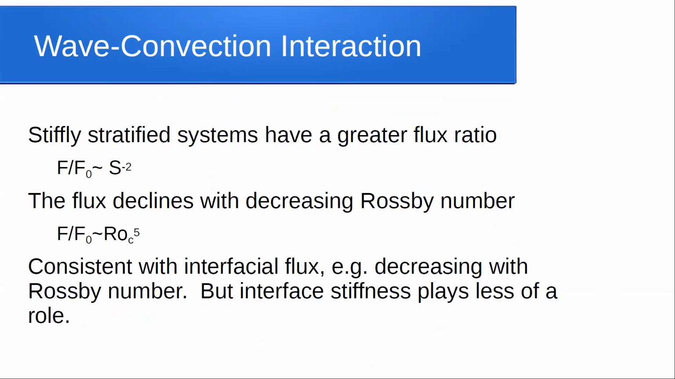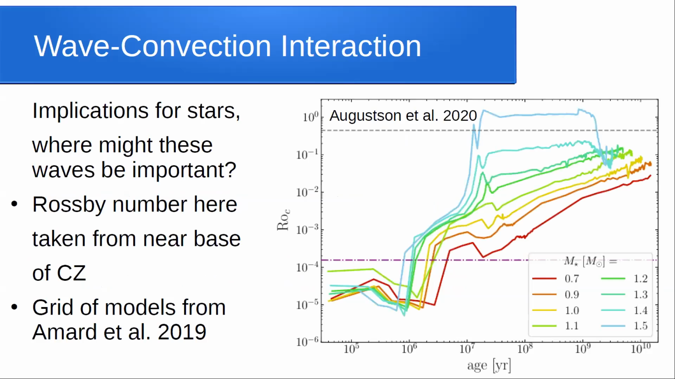Okay, so just to summarize that little bit: for stiffly stratified systems, we have a large flux relative to the gravity waves, and that scales as S to the -2. However, this flux declines very strongly with decreasing Rossby number, as Rossby number to the 5th. But this is consistent with the behavior of the interfacial flux, it just occurs at slightly different Rossby numbers. In the end, as you increase your rotation rate, you tend to decrease your flux. But for the interfacial flux, the stiffness plays less of a role.